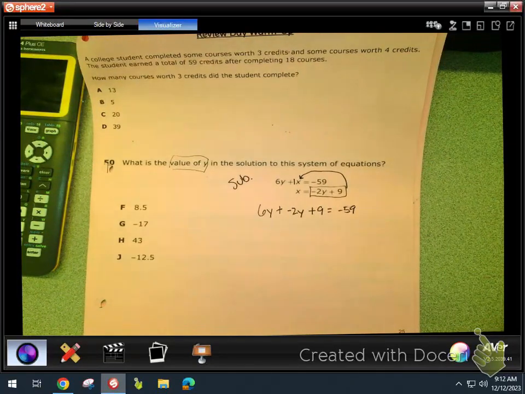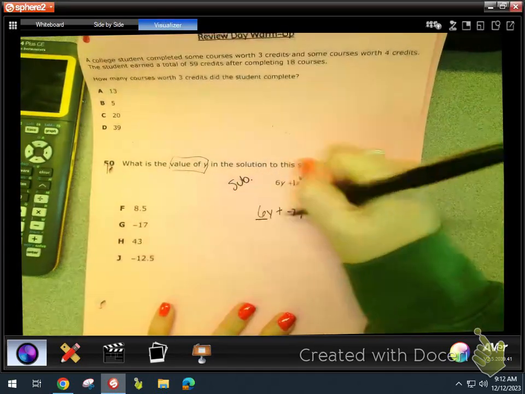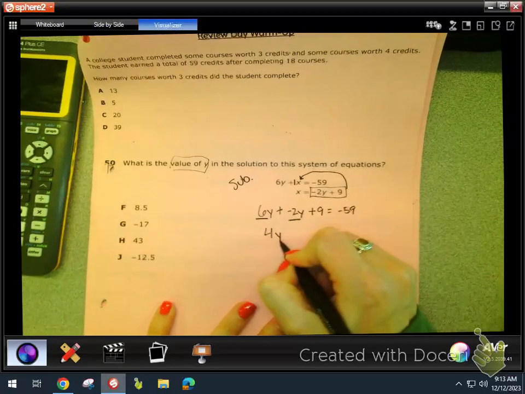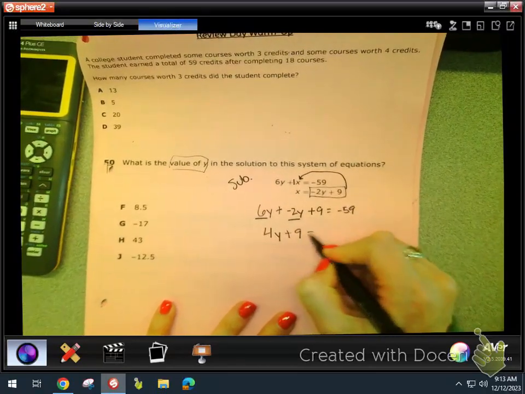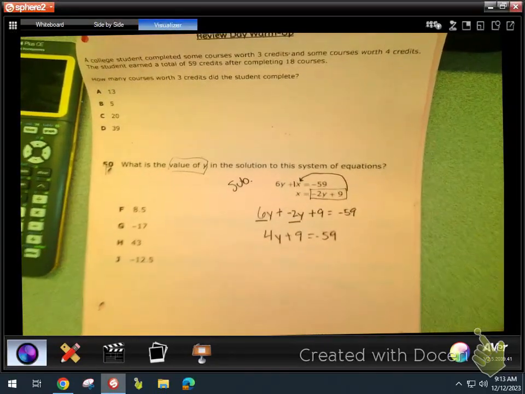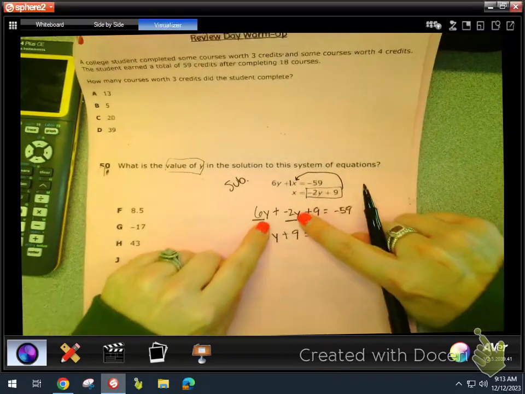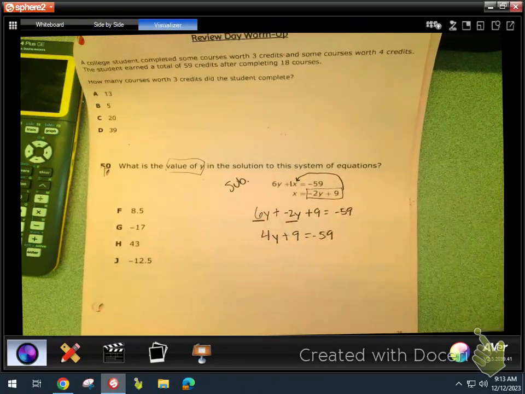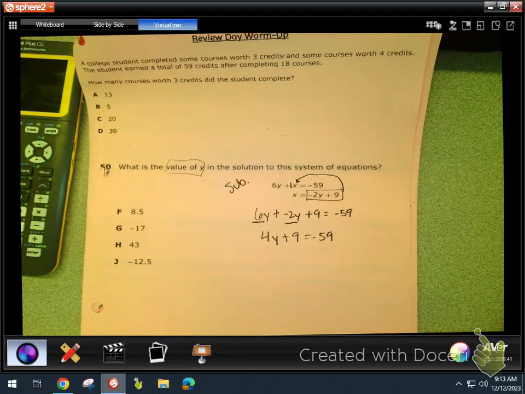Okay? After I distribute, though, what do I need to do? Combine my like terms. So 6y minus 2y, or plus negative 2y, is going to give me 4y plus 9 equals negative 59. Before I did that, though, I should have checked. Do you see the 2 things I underlined? Are they the same variable? Yes. If they are not the same variable, you did not do the substitution correctly. So they have to be the same variables so that you can combine them. Okay? 4y plus 9 equals negative 59.